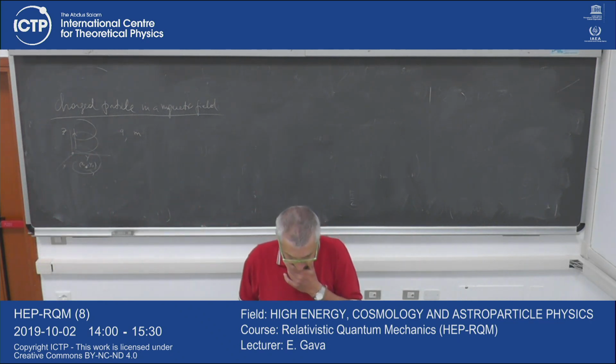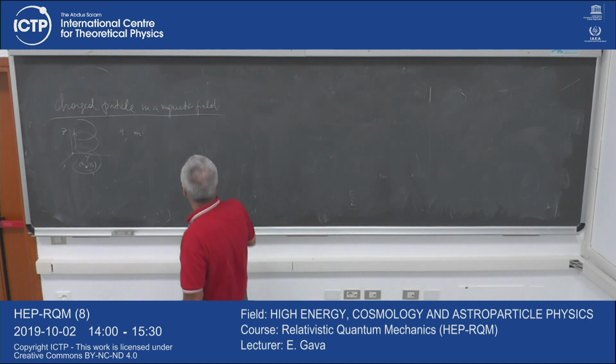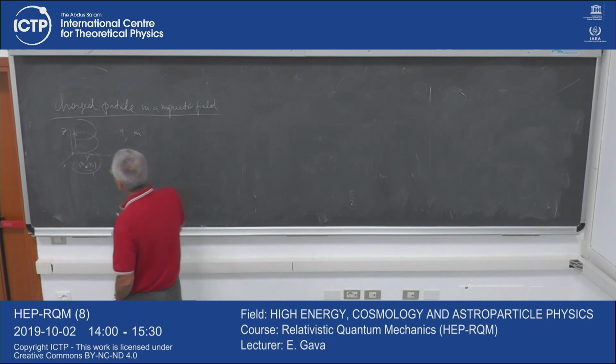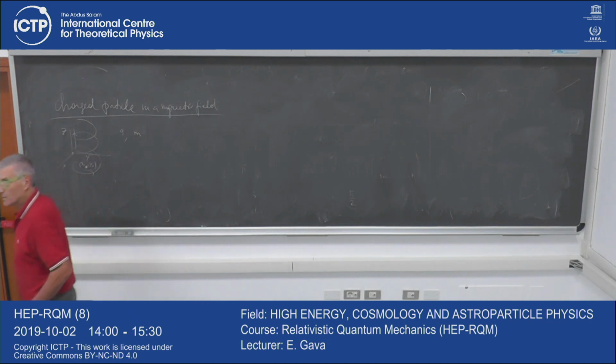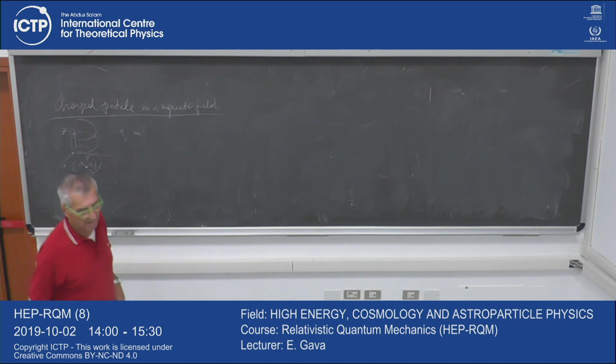Now, let me just mention how you discuss the classical. The point is that this motion is due to the Lorentz force, which is always the cross product between the velocity and the magnetic field. So if you have something oriented in that direction, the force will act on the xy plane. It will be trivial in the direction of the magnetic field.